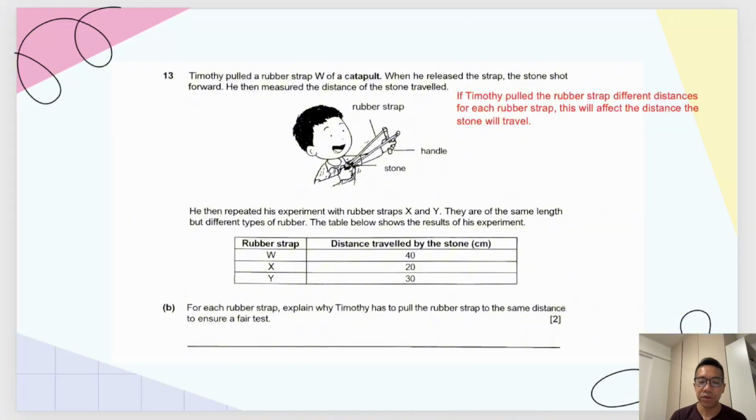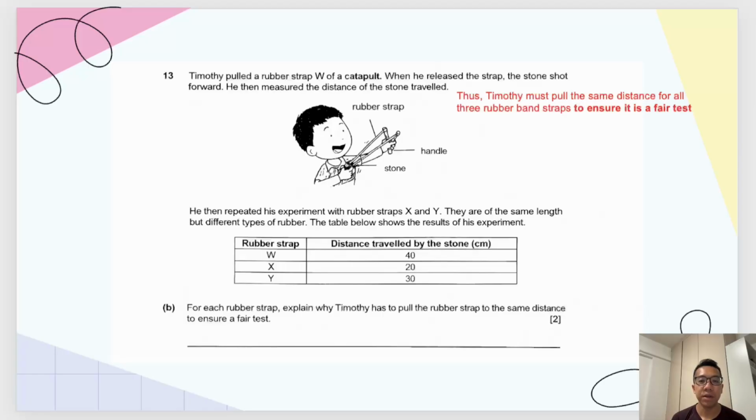So here's the explanation written on the screen itself. If Timothy pulled the rubber strap different distances, it will affect the distance the stone will travel. A shorter pull will cause the stone to travel a shorter distance. A longer pull will cause the stone to travel a longer distance. Thus, Timothy needs to pull the same distance for all three rubber straps to ensure it is a fair test.